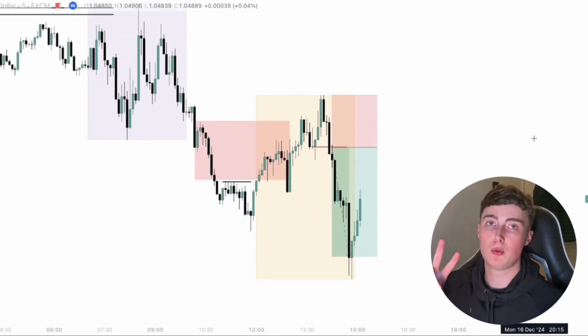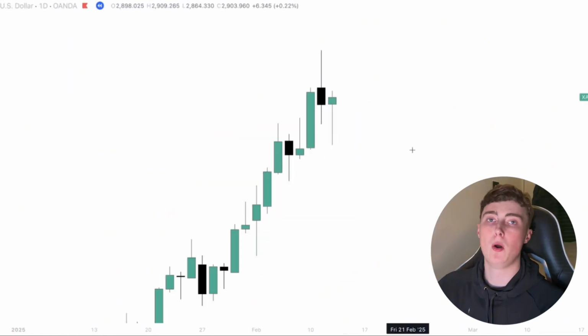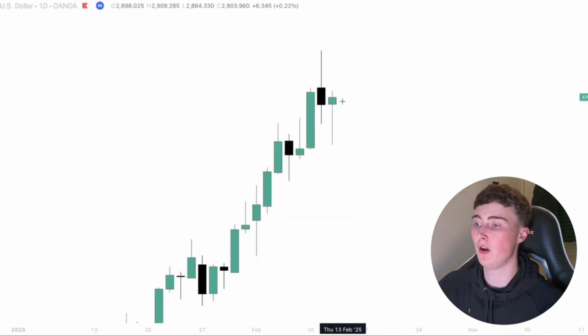There's 2 more examples I want to show you, and the last one is a banger, so make sure you stick around for that one. So we're back on gold. This one is the 13th of Feb 2025 if you want to check it yourself.